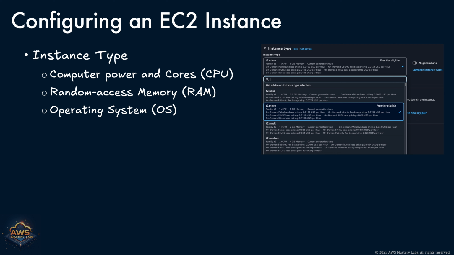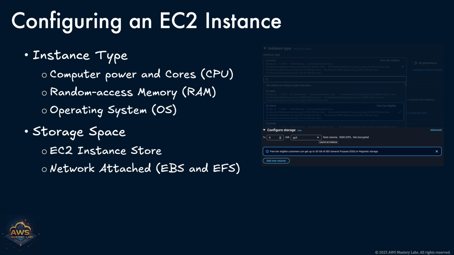When configuring an EC2 instance, there are several key components to consider, each of which directly impacts the performance, cost, and behavior of your compute environment. First, you'll choose an instance type, which determines the virtual machine's hardware configuration, including the number of virtual CPUs, the amount of RAM, and the type of operating system you want to run. AWS offers a wide range of instance families to suit different use cases, from general-purpose workloads to compute or memory-intensive applications.